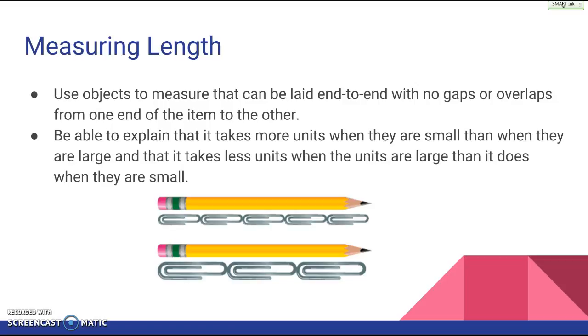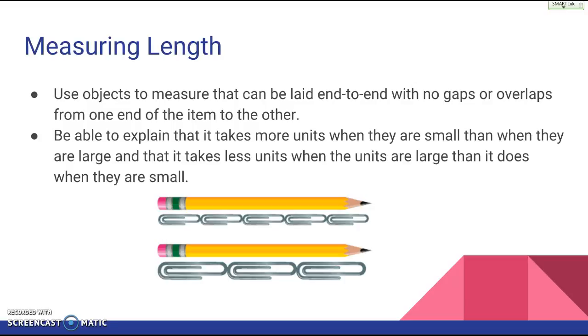And then when they use the objects to measure, they have to understand that they need to be laid end to end with no gaps or overlaps from one end of the item to the other. And we also want them to start talking about the fact that if we use a small item to measure, for instance, the small paper clips, it takes more of them than if we use a larger item to measure, like the larger paper clips. So for instance, these pencils that are the same length are the length of five small paper clips, or the length of 3 large paper clips.